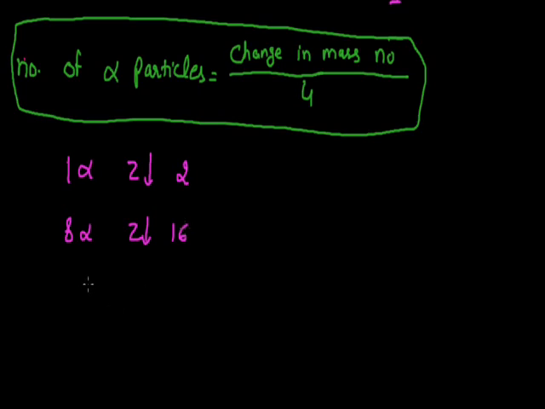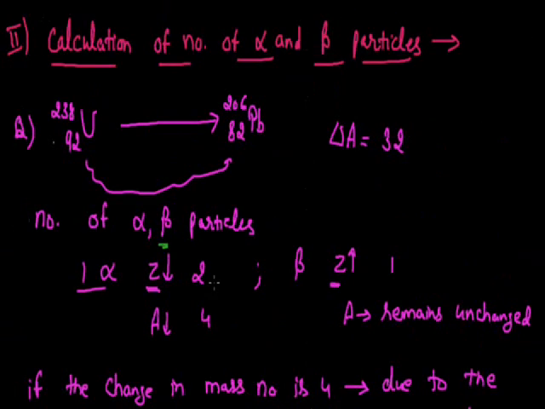Since the initial atomic number is 92 here, the final value Z dash should be equal to 92 minus 16, and the value should have been 76. But here we can see that this value is not 76, the final value is 82. So it is greater as compared to 76. And if there is an increase, this increase is possible only due to the emission of beta particles.